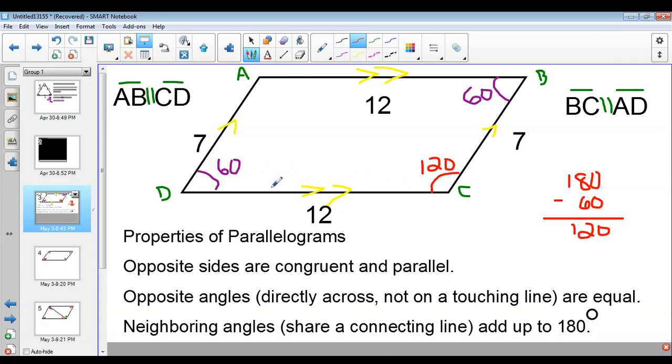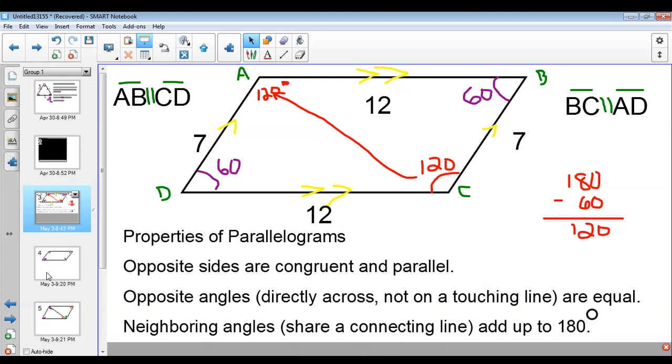Now, could I repeat that same math for angle A and subtract from either angle B or D? Sure, but I can also remember that angle C is opposite angle A. So if angle C is 120 degrees, angle A is also 120 degrees. So those are the properties of our parallelograms. Please feel free to rewatch any section of that video so far.